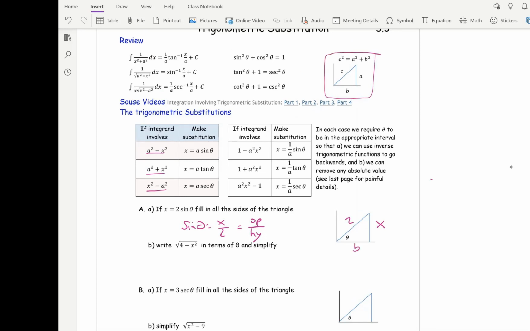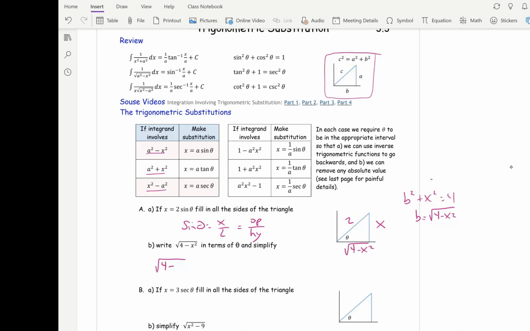If this is b, I know b squared plus x squared is 4. So b will be positive the square root of 4 minus x squared. Positive because we're in quadrant 1. So I'm going to replace this with the square root of 4 minus x squared. Now let's simplify the square root of 4 minus x squared by writing it in terms of theta.